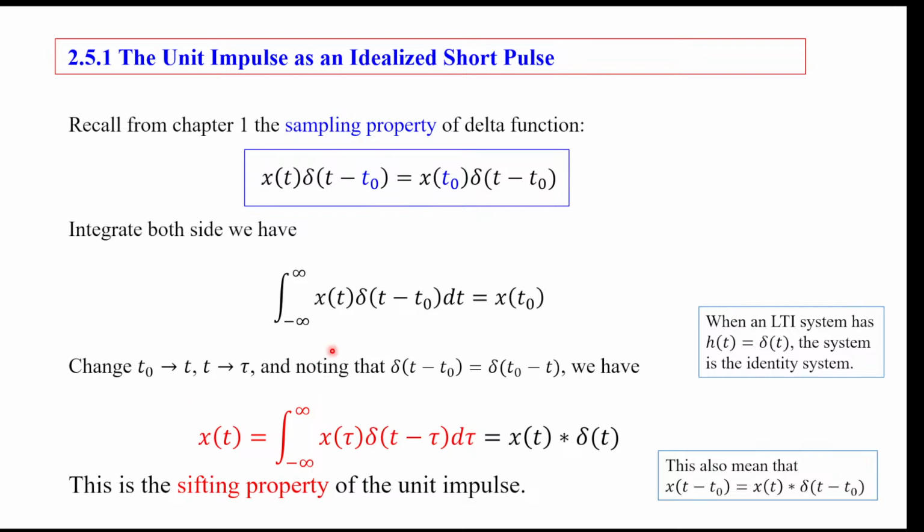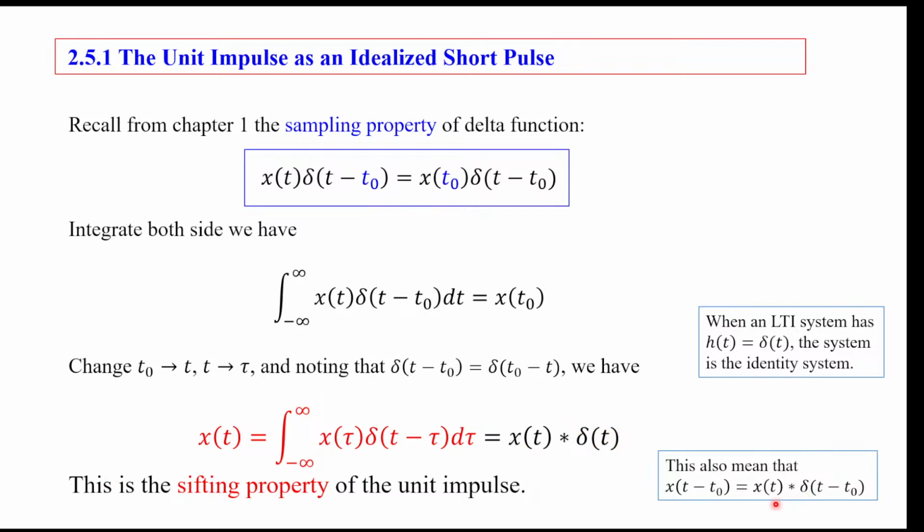Then you do this change of variable. Okay, so you do change of variables a lot, so t0 becomes t, so this x of t0 becomes x of t, and this integration will turn into a form of convolution between x of t and the delta of t. So this is called the shifting property of the unit impulse: x of t equals x of t convolved with delta of t.